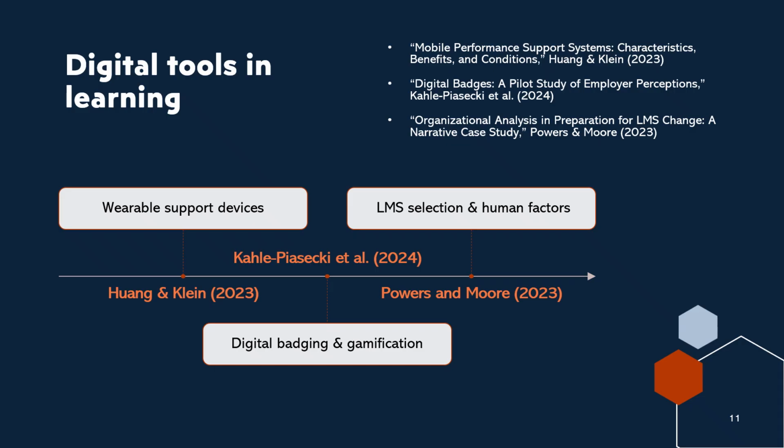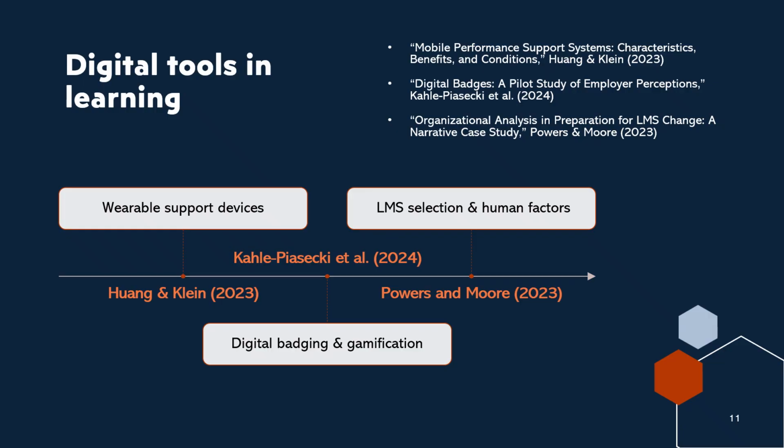The remaining 3 articles, by Huang and Klein, Kalipiowski et al., and Powers and Moore, respectively examine the steps behind selecting and implementing mobile performance support systems, or MPSS, digital badges, and learning management systems, or LMS, in various learning environments. Huang and Klein posit that wearable support devices enhance worker performance in learning when integrated with HPT interventions. Kalipiowski et al. find that digital badging and gamification, while increasingly popular in the design community, must be fully embraced and assigned organizational value in order to maximize their worth.